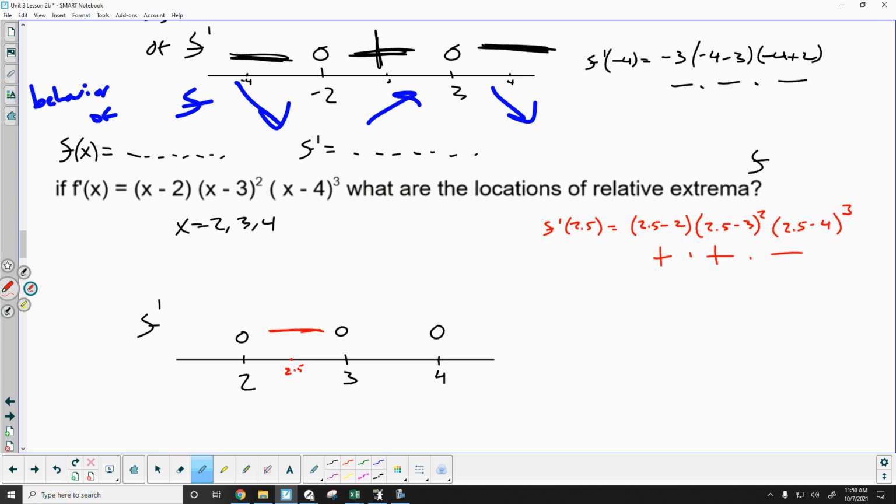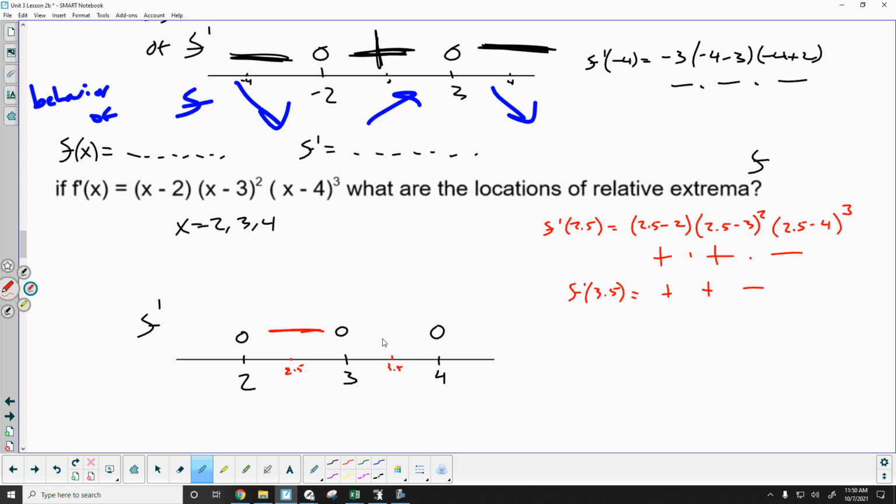Negative, that means down. Okay, it looks like we correctly got negatives here, positives here, and positives here through testing of all of our points. I'll just do one more example, and then I'll show you a trick to be able to fill out the sign. 3.5 minus 2, positive. 3.5 minus 3, positive, squared stays positive. 3.5 minus 4, negative, negative cubed, negative. So that's negative, okay? Now watch this.